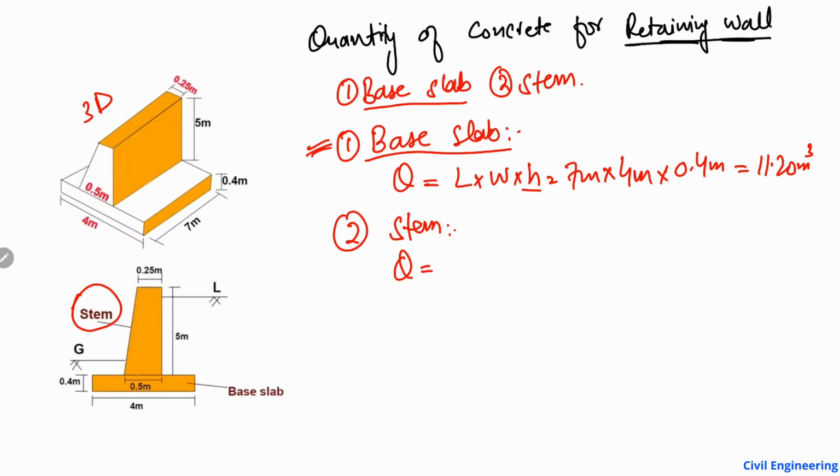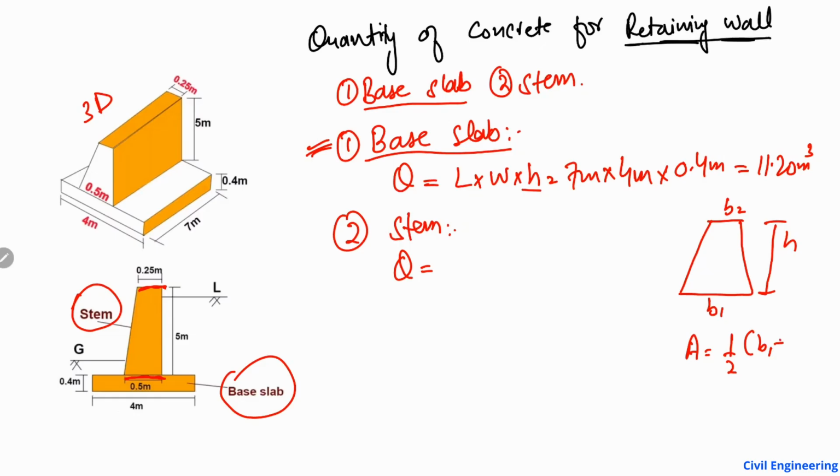You see here we have a lower dimension, then a higher dimension, then a lower dimension. So this cannot be calculated in a simple way like we did with the base slab. In this case, we will find the volume of the trapezoid. This is a trapezoid, and this is the height. If this is B1 and this is B2, the area of this trapezoid can be found as half of B1 plus B2, into h, the height.